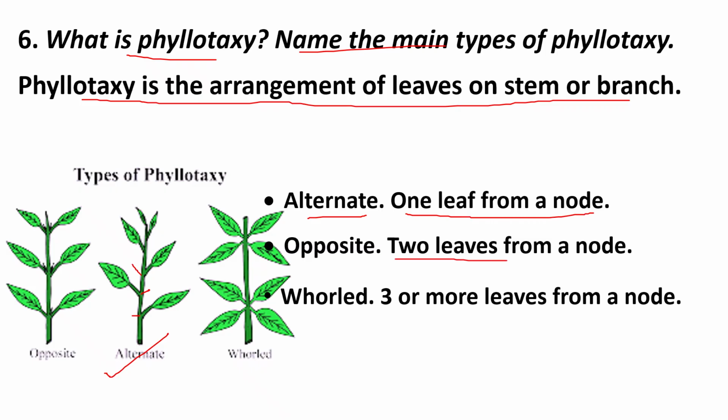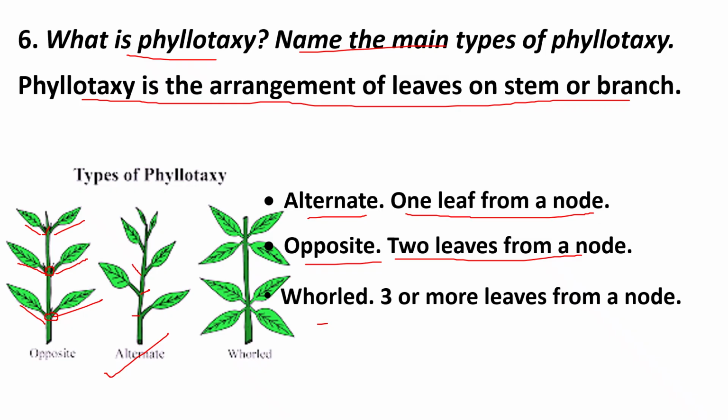Opposite. Two leaves from a node. See, this is a node, right? You are getting two leaves, one on this side, one on this side. This is a node, and you are getting one leaf on this side, one leaf on this side. So opposite means two leaves on each node.